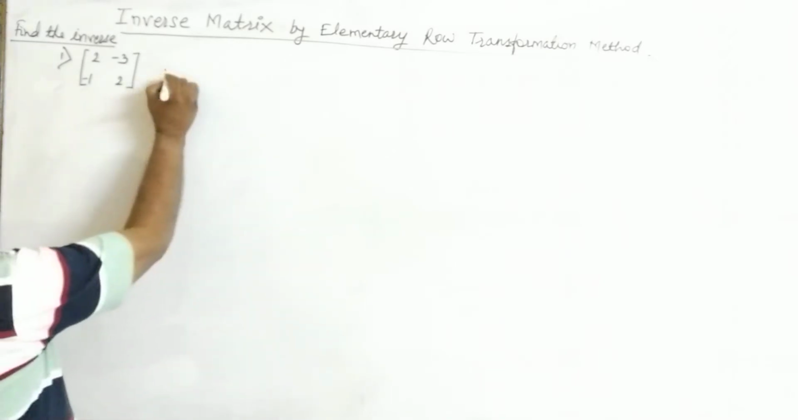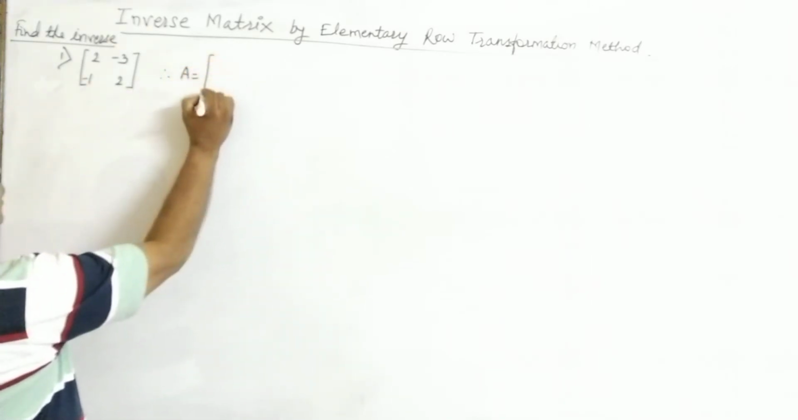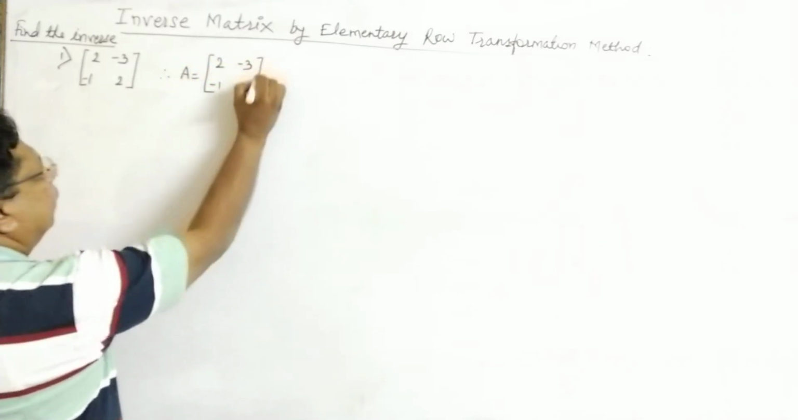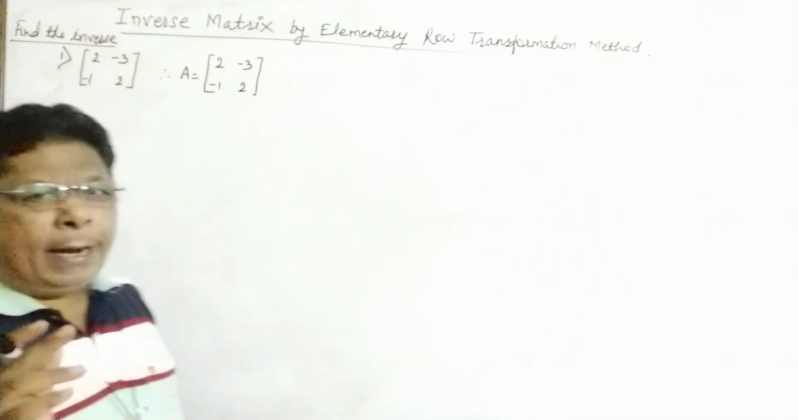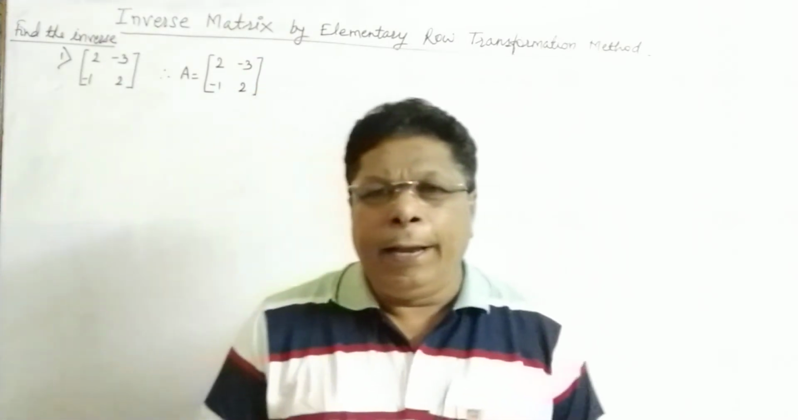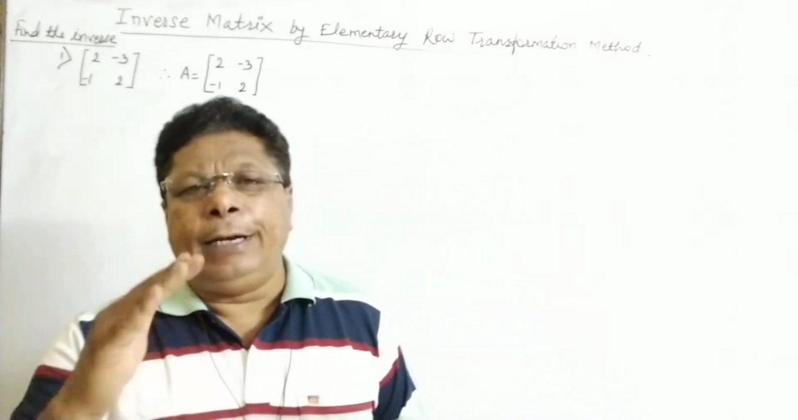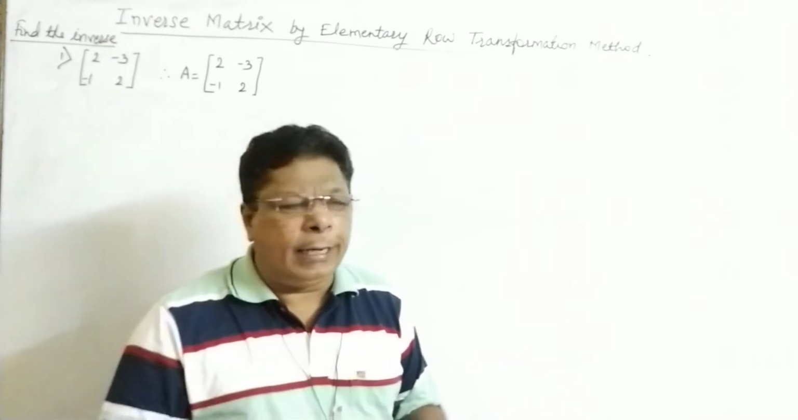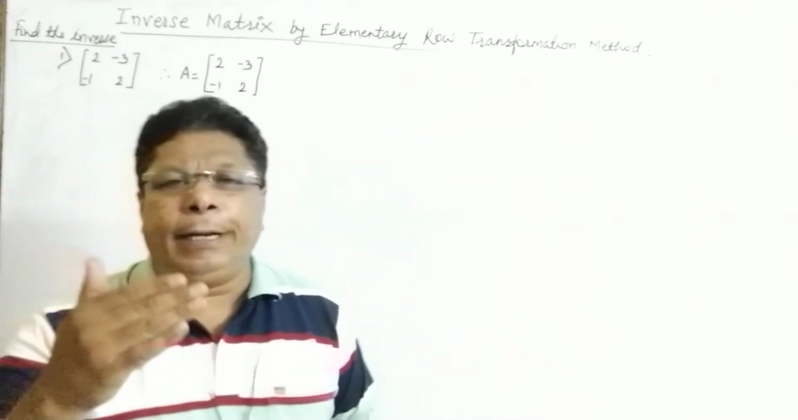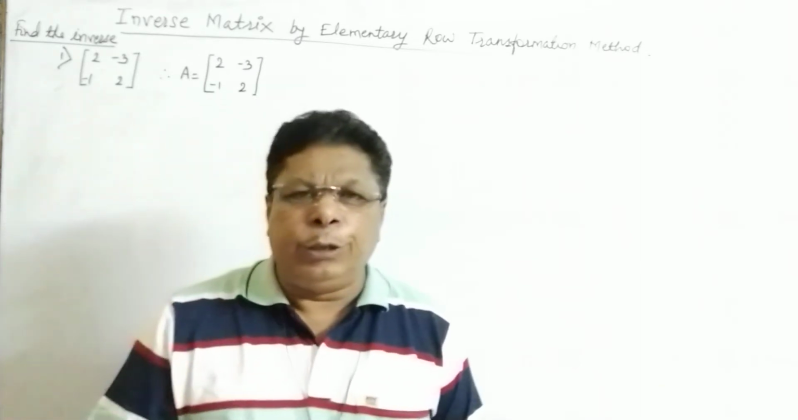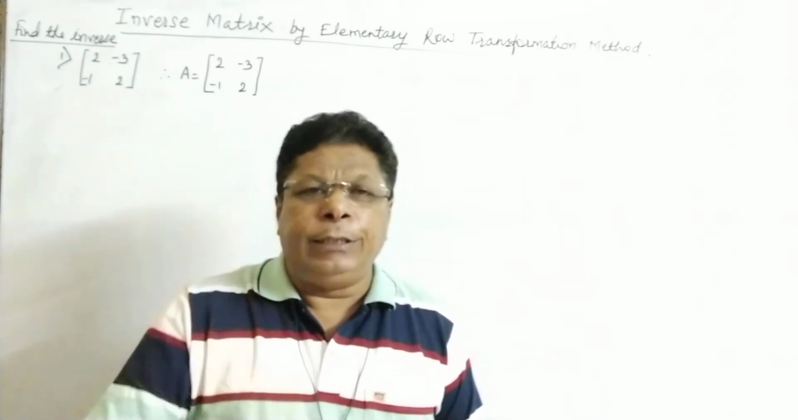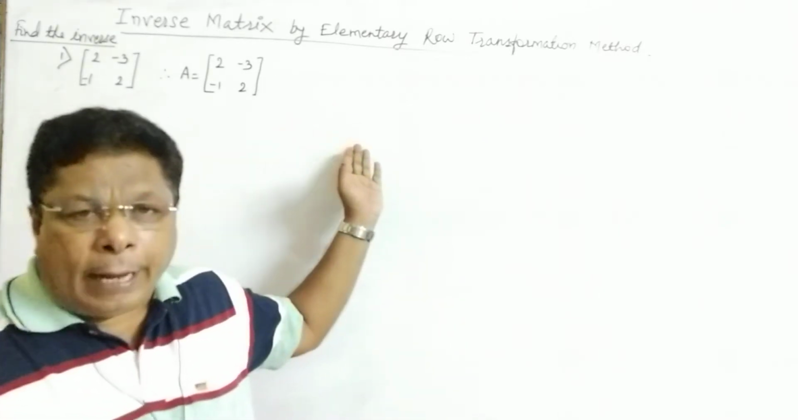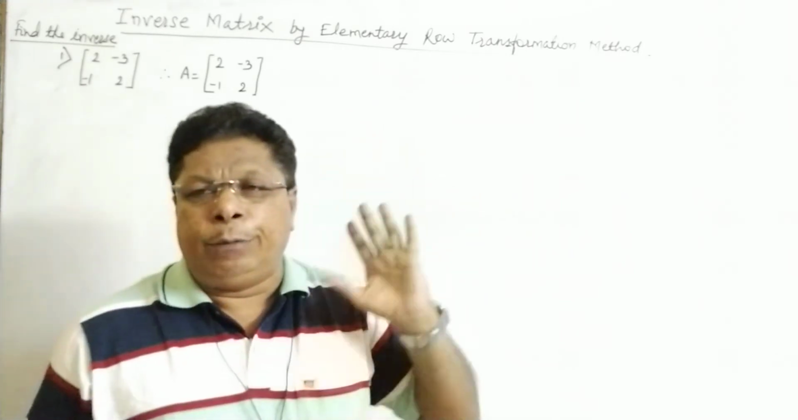So first of all take A equal to the matrix 2 minus 3 minus 1 2. Now here we have to show that the matrix is non-singular first. Why? If the matrix is singular, then its inverse does not exist. What is meant by a singular matrix? A matrix A is said to be singular if determinant A equals 0. What is meant by a non-singular matrix? A is non-singular if determinant A is not equal to 0. It means we have to show that determinant A is not equal to 0.